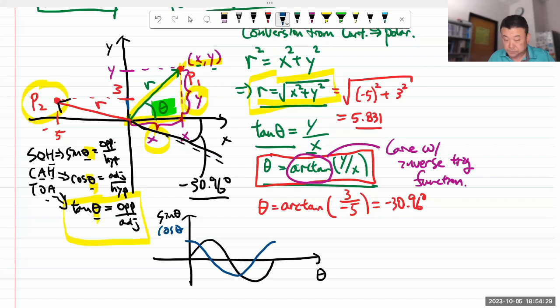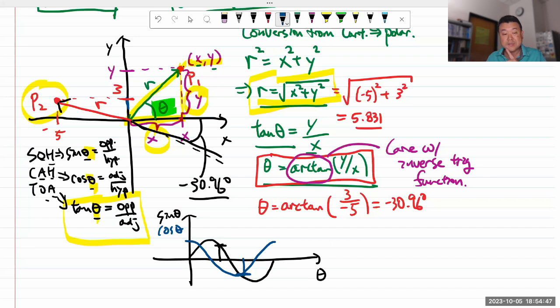And the problem is, the functions themselves are fine. You pick a value of theta, there's going to be a single value that corresponds to whatever the sine of theta is. You pick a value of theta, there's going to be a single value that corresponds to whatever the cosine of theta is. Sometimes positive, sometimes negative.